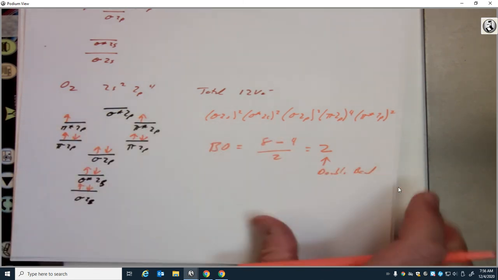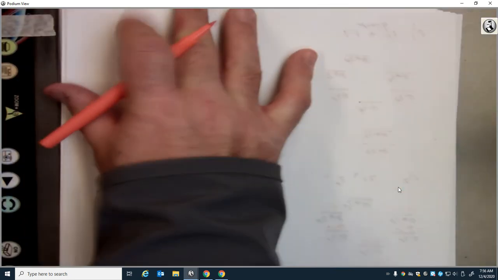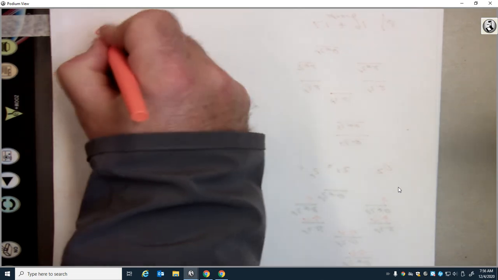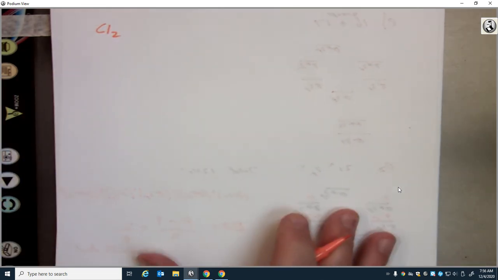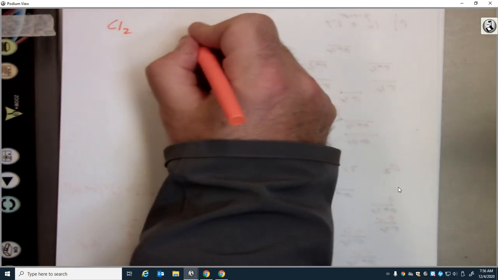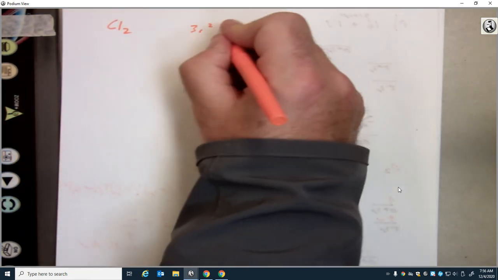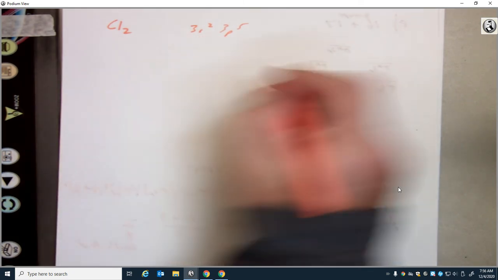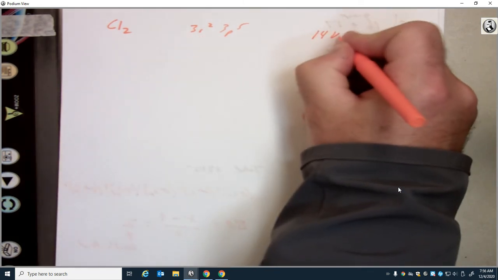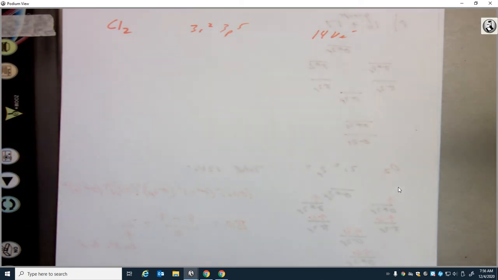All right, let's try another one. Let's do diatomic chlorine. In its valence shell, we got 3s2, 3p5. So we're dealing with the third principal energy level. We're going to have 14 valence electrons to play with. We do the same exact chart.